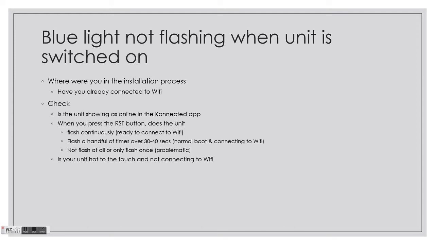When it's connected to USB or power, just press the very small RST button on the microcontroller and see: does the blue light flash continuously? Or is the blue light flashing a handful of times over a 30-second period? Or does it flash only once or not at all? Typically, if it's flashing continuously, it's advertising that it's ready to connect to Wi-Fi. This is its normal state when it arrives in the post. If it flashes a handful of times and then goes out, that typically means it's connected to Wi-Fi, so you've completed the Wi-Fi connection routine and it's now ready to move on with the next stage of installation.